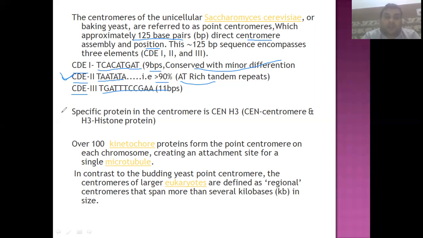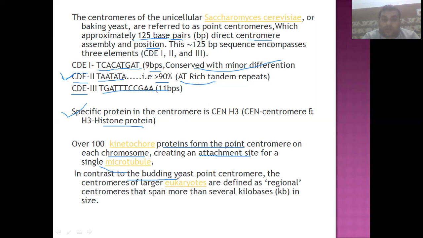Then there are also specific proteins called CENH3. CEN stands for centromere and H3 is a histone protein. It is also associated with the centromere region. Over 100 kinetochore proteins form the point centromere on each chromosome, creating an attachment site for a single microtubule, involved in the attachment of the kinetochore to the centromere region.